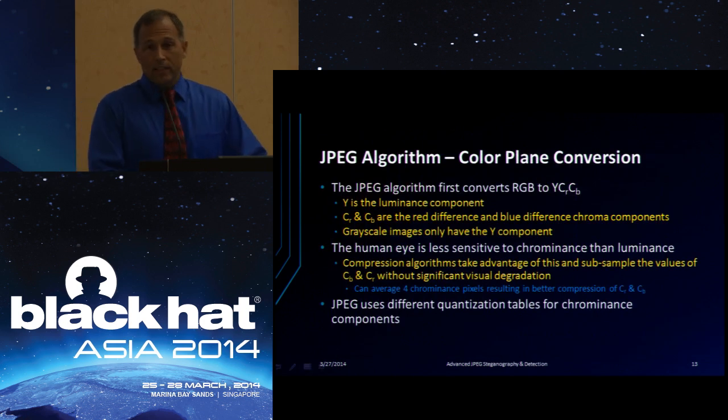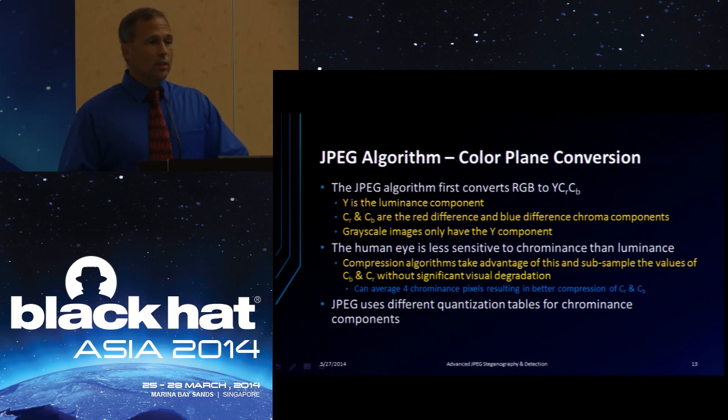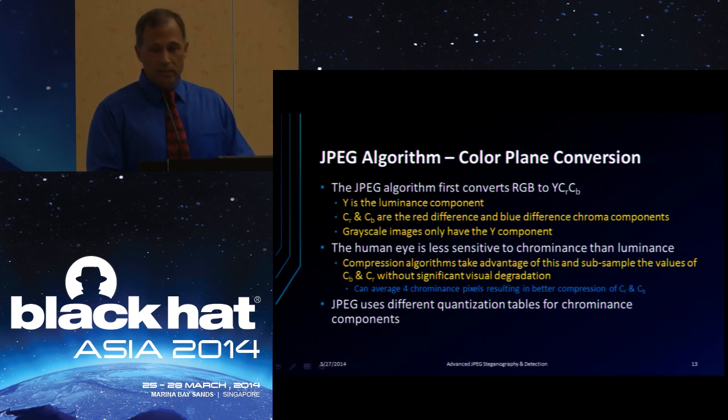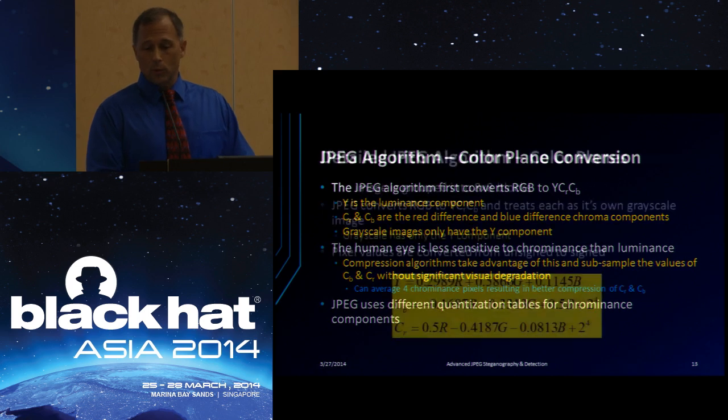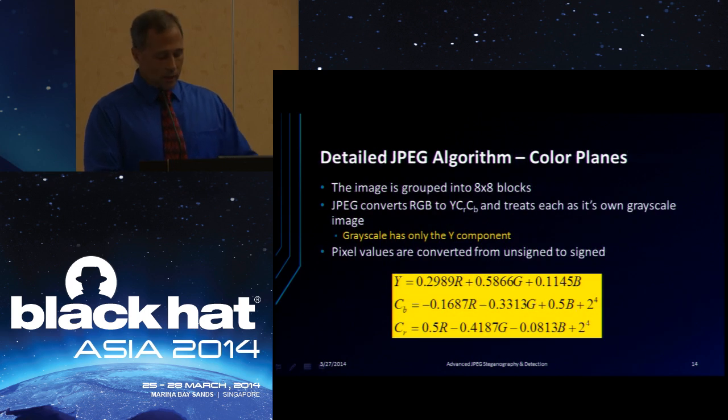So the color plane conversion goes from RGB, which is the normal red, green, blue, to YCrCb. The reason it does that is because we can compress the chrominance components more than the luminance. The human eye is less sensitive to chrominance, so we can compress them more and still have a very good looking image. Then we quantize it. It uses different quantization tables for the luminance and the chrominance. That's how it compresses it more. Here's the formula. We're not going to talk about that. We don't have time, but it's there in the slides for your reference, how to convert from RGB to YCrCb.